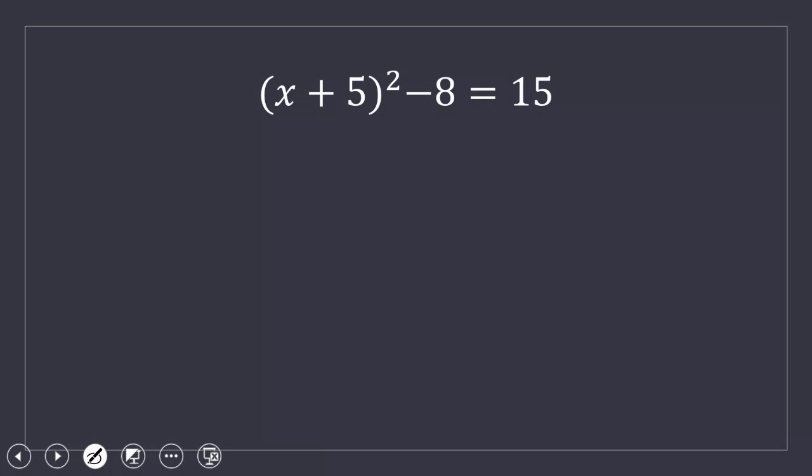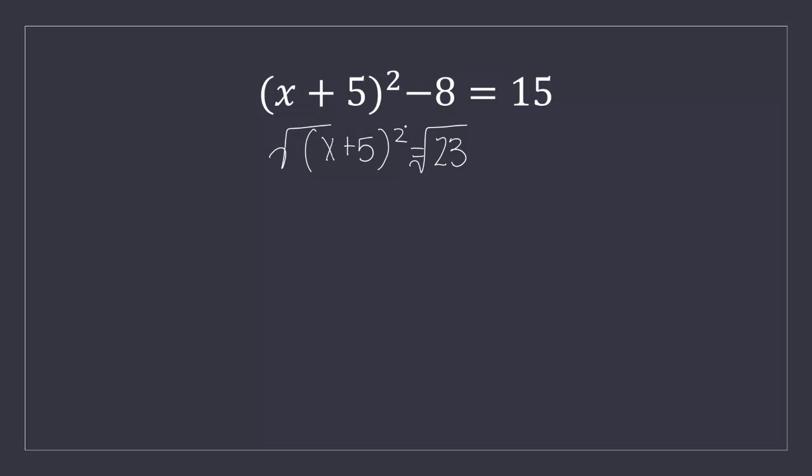Let's try one more. This time I'm going to add 8 to the other side. Again, I'm trying to get this squared by itself. So 15 plus 8 is 23. Now I'm going to square root both sides. And again, the squared and the square root just cancel, leaving me with x plus 5. 23 doesn't have a square root. 23 is also prime, so it can't be simplified. So I'm just going to leave this as plus or minus the square root of 23.